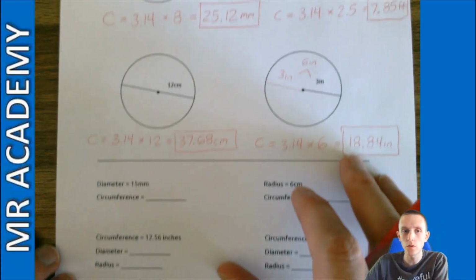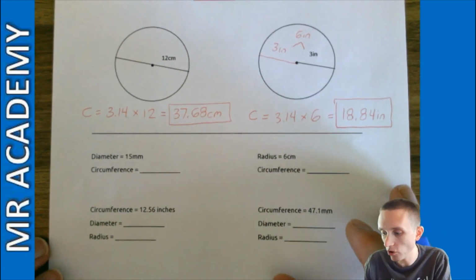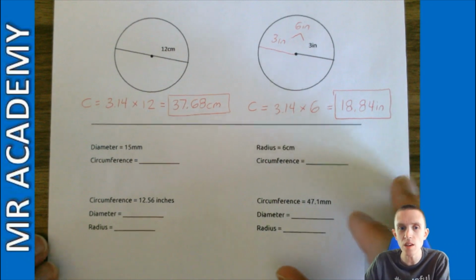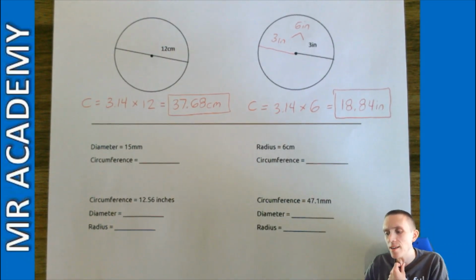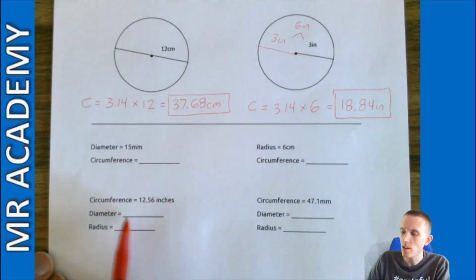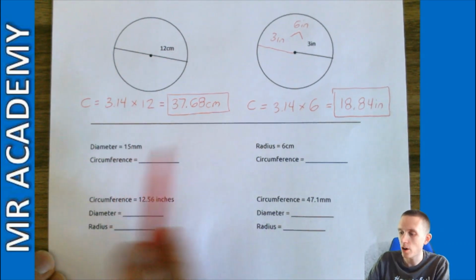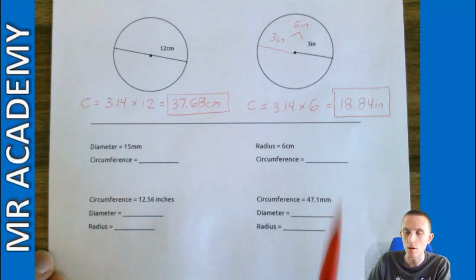Now, what if I'm not given the circle? What if they just tell me the information here? I'm going to leave some of these up to you. You can do these if you would like. But let's take a look at these 2 down here especially. Here's another couple practice problems just like we did up here if you would like.